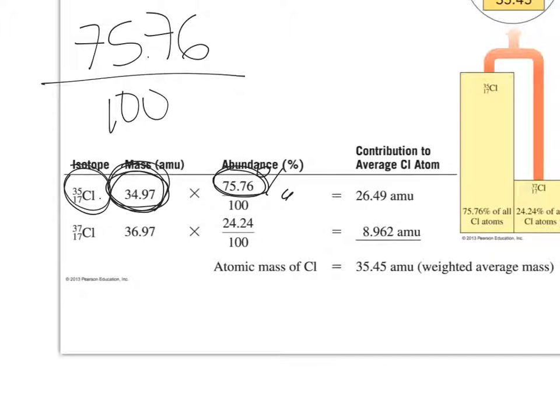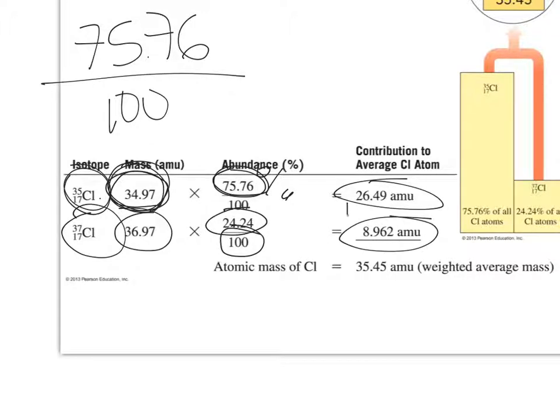We're going to do the same with the other isotope. This is the percentage. We divide that by 100 and multiply that by the mass of the other isotope. These values that we obtain are then added, and this is the weighted average mass of chlorine. Please be aware that you're going to have a problem like this in the exam.